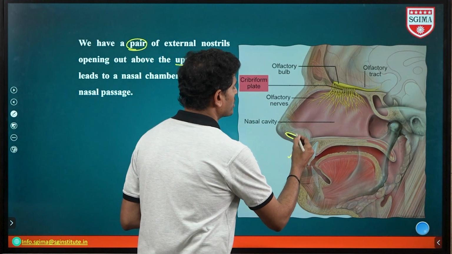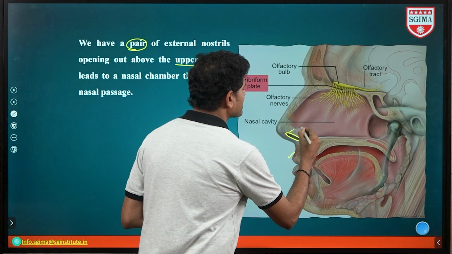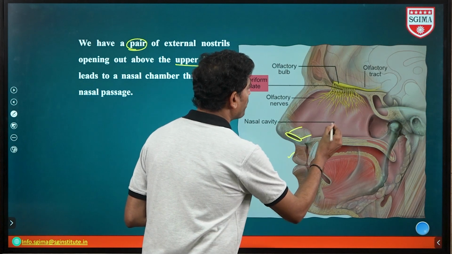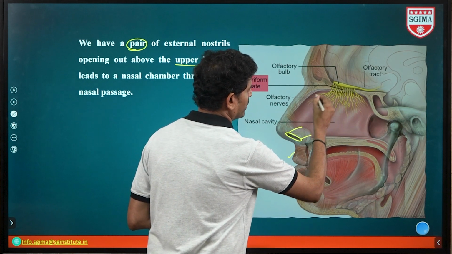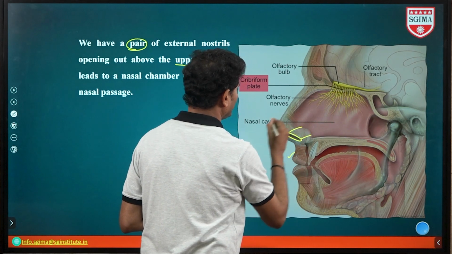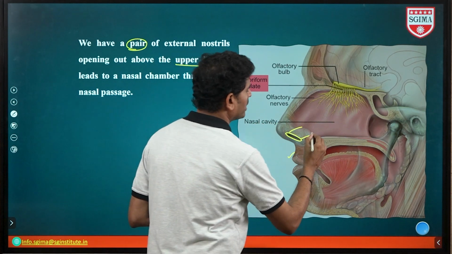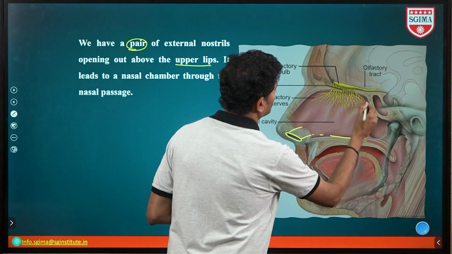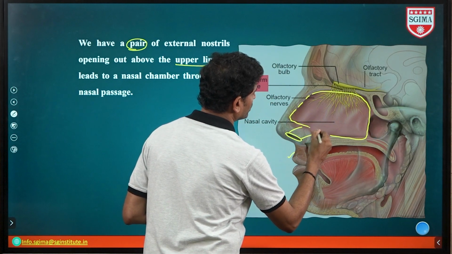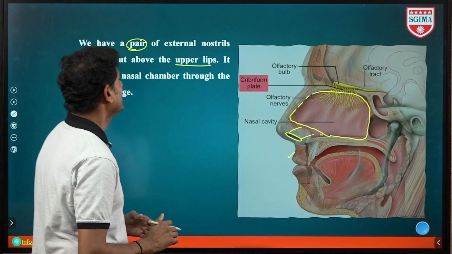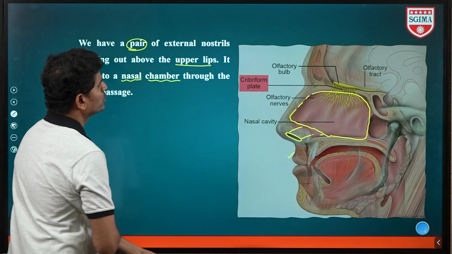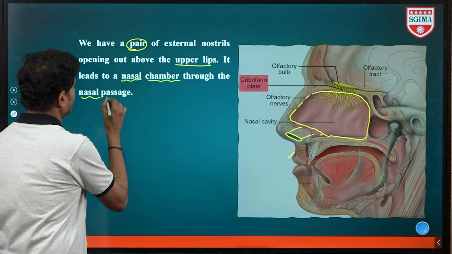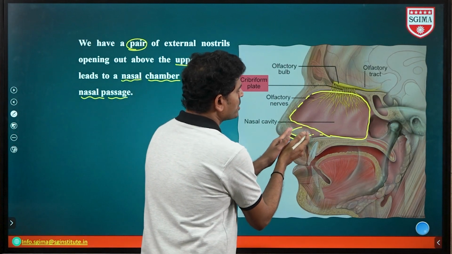And these external nostrils, through the nasal passages, open into the nasal chamber. This is totally the nasal chamber. Here they have given nasal cavity, but this is called a nasal chamber. It is the nasal chamber, reached through a nasal passage. This is a nasal passage.